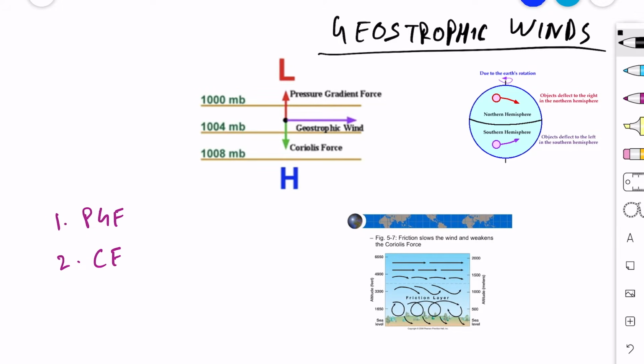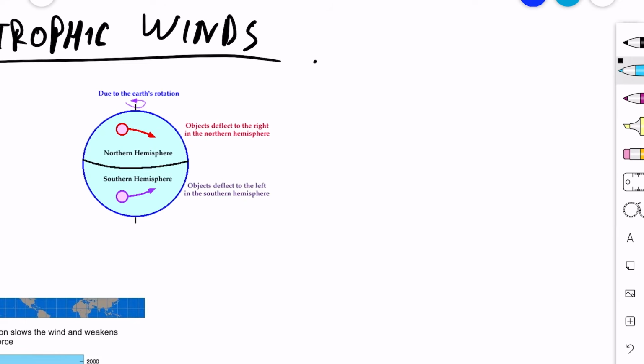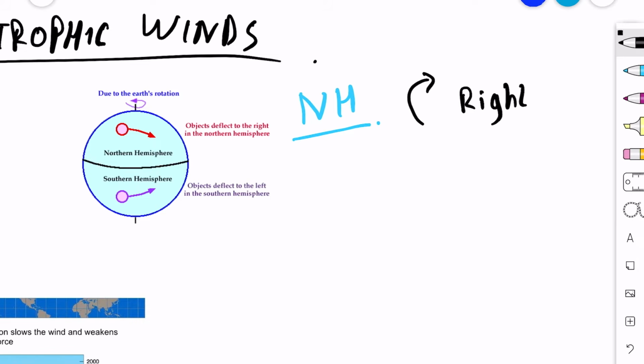So now let's recall what the Coriolis force was. So we saw in the northern hemisphere, the Coriolis force turns everything to the right side. This was the trick as well. Everything to the right in the northern hemisphere. And in the southern hemisphere, it was deflecting everything to the left. So this is what we'll use.